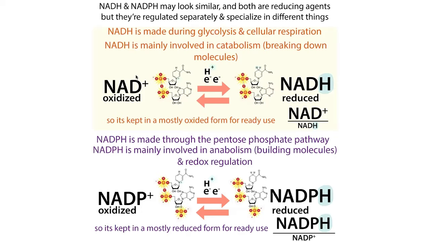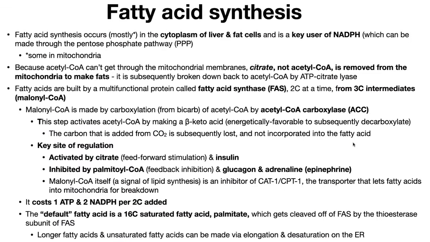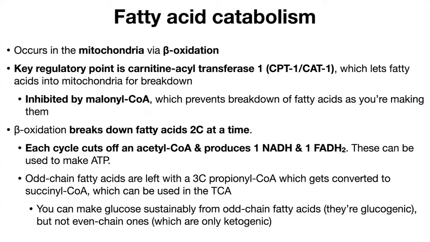And we want to keep NAD plus levels high so we can use it for oxidation. So if we want to use something for a reduction, we typically turn to NADPH. In fact, lipid synthesis is one of the main uses of NADPH. And remember that NADPH can be produced from your pentose phosphate pathway, as well as by enzymes like malic enzyme. We'll talk a little about lipid synthesis, which is happening in the cytoplasm of your liver and your adipocytes, and about the breakdown, beta oxidation, which is happening in the mitochondria of most of your cells.